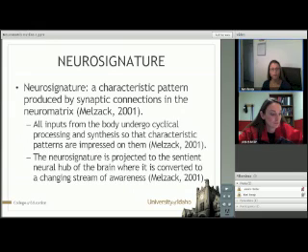Let's talk about the neurosignature. As I mentioned before, it originates and takes form in the neuromatrix. It is a characteristic pattern produced by synaptic connections in the neuromatrix. All inputs from the body undergo cyclical processing and synthesis so that characteristic patterns are impressed on them. This neurosignature is projected to the sentient neural hub of the brain, where it is converted to a changing stream of awareness. It is a continuous outflow from the body self neuromatrix, which also activates neural networks to produce movement.